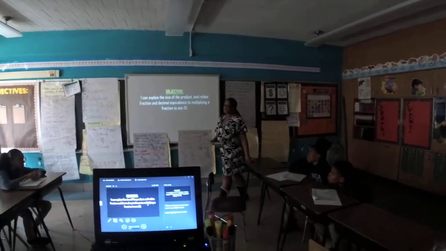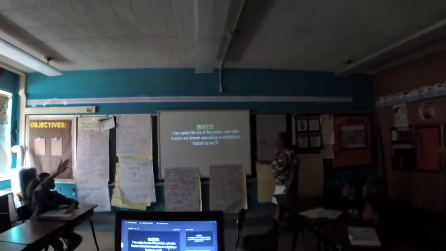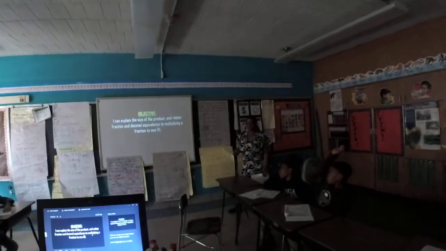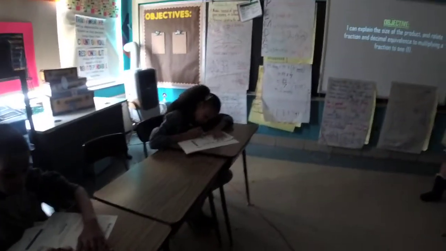to 1. So who can tell me, what do we usually do when we see our objective on the board? Desire: We highlight or we underline. We highlight or we underline. So pull out those highlighters, pull out your pencils, and let's get to underlining our information.